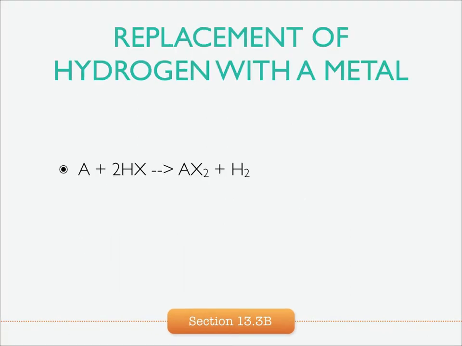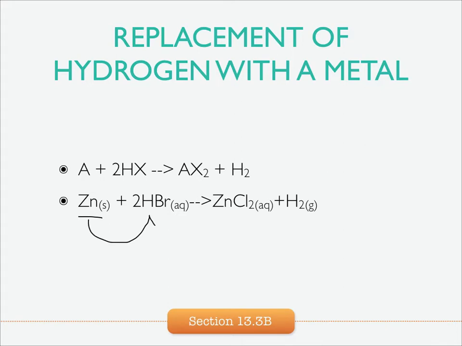Alright, another option is where a metal replaces hydrogen. So these would be acids, and we're going to put some metal in an acid, and it's going to kick out the hydrogen. You get hydrogen gas and some other compound here. So for instance, if we take zinc and put it in hydrobromic acid, it's going to kick out the hydrogen. We get hydrogen gas. And make sure that you understand hydrogen is diatomic, so it's going to be H2. And we're going to get zinc chloride, and zinc's a 2+ charge, so it's going to be ZnCl2.